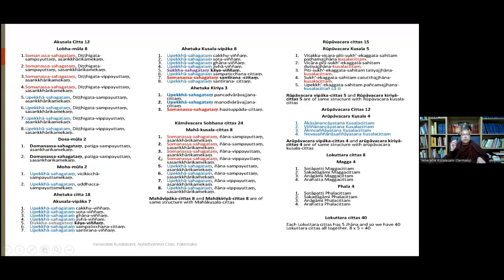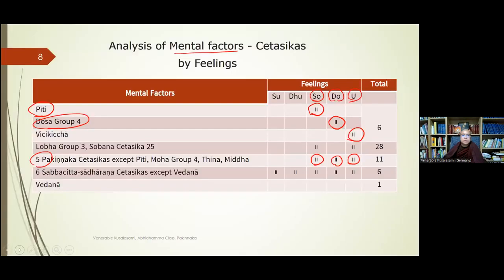So the Lobha group, the easy one, is this Lobha Mula, the greed-rooted consciousness. The Lobha group can combine only with the greed-rooted consciousness. So then you have two feelings: somanasa and upekkha.